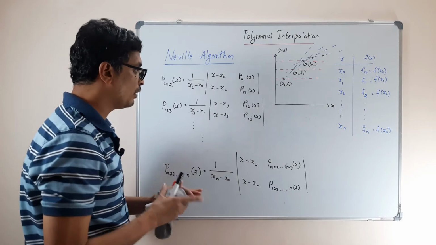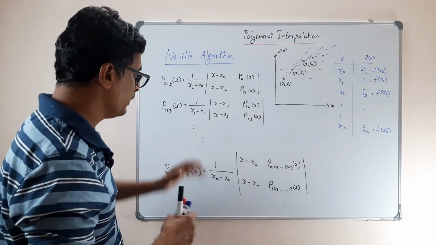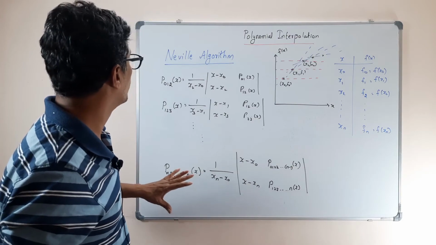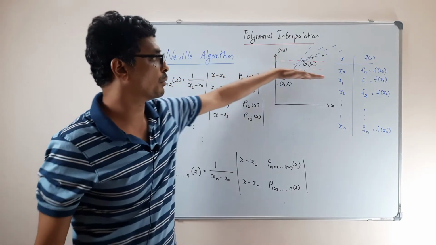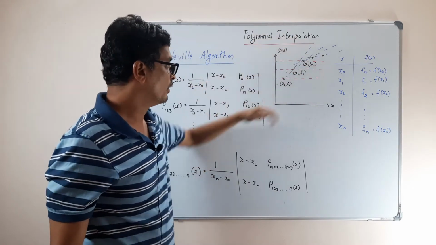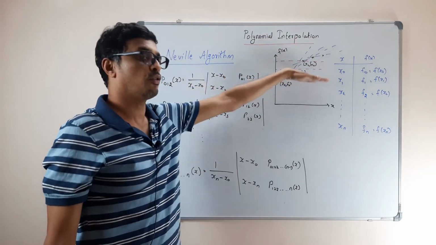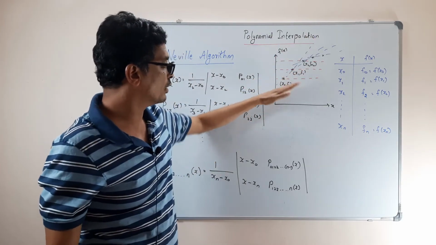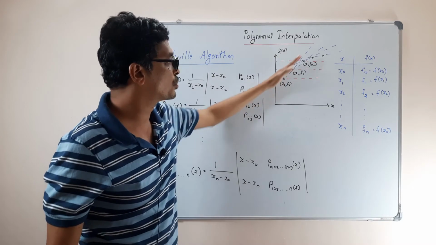So this is how Neville's algorithm is implemented. In Neville's algorithm, we start with the 0 degree polynomial passing through the points, and then set that polynomial as your y-axis, then draw a straight line which joins 2 points.